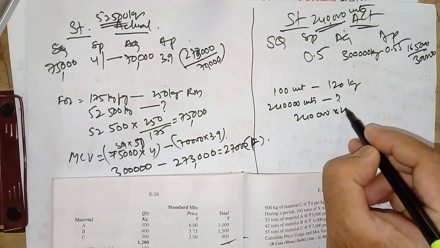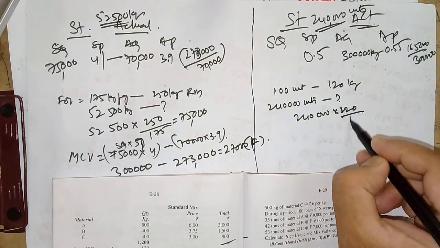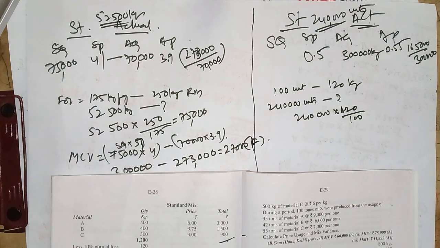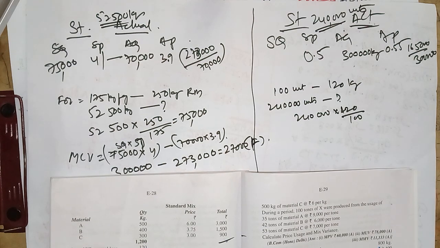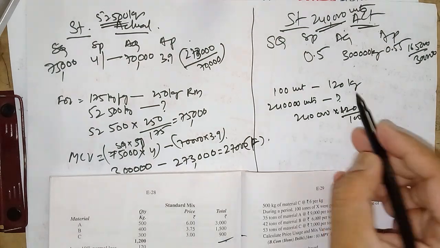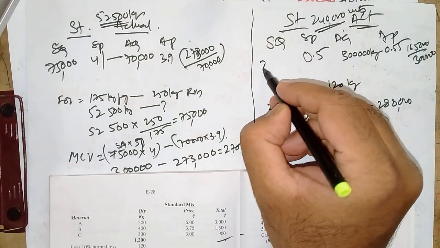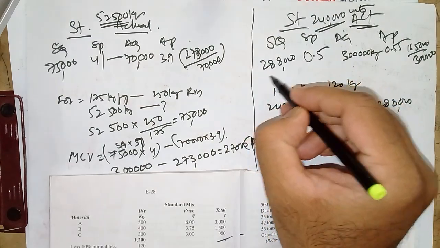2,40,000 divided by 100 into 120, it is 2,88,000. So 2,88,000 is the requirement.